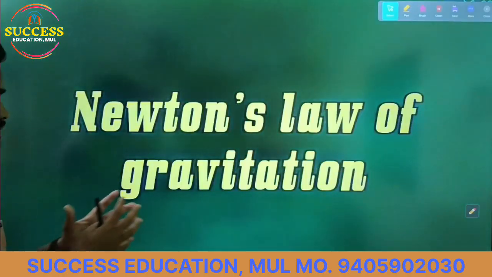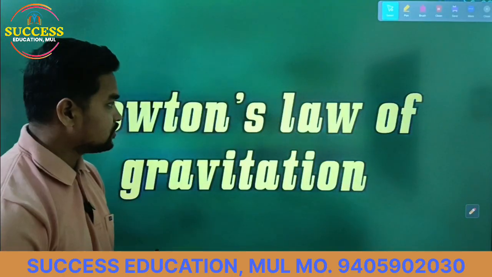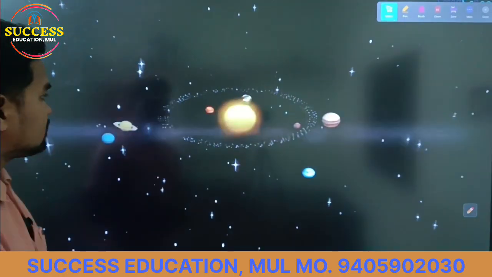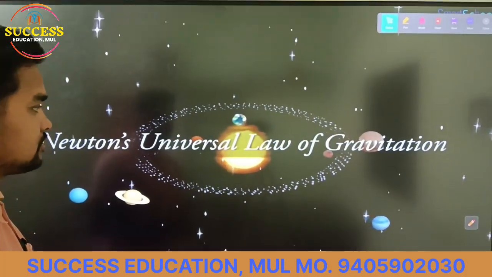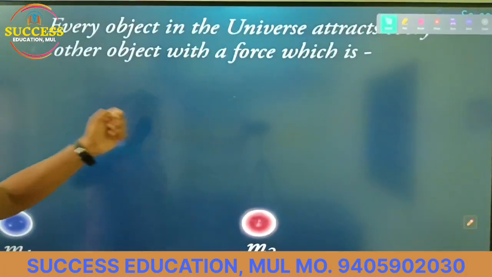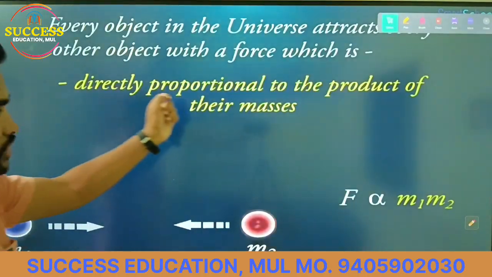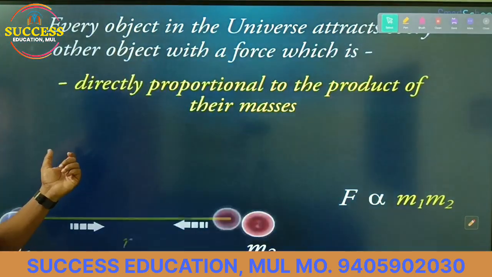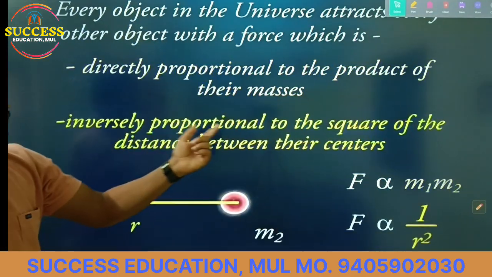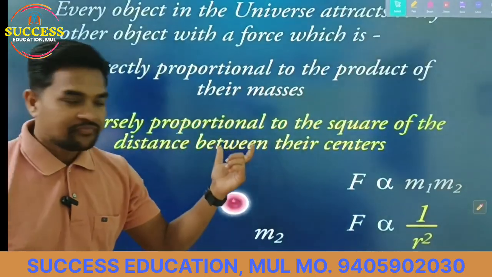Now Newton's universal law of gravitation. मित्रांनो, every object in the universe attracts every other object with a force which is directly proportional to the product of their masses and inversely proportional to the square of the distance between their centers.